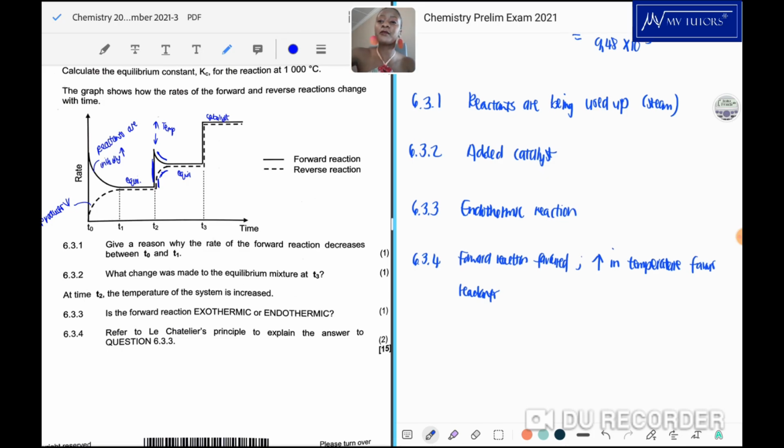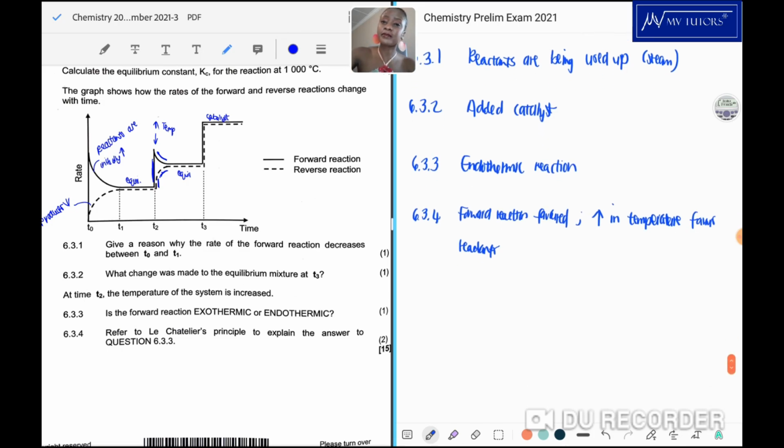So what I mean by the forward reaction favored, it means on the product side. I hope I'm not confusing you guys. Basically, for a new equilibrium to be reached, the products need to be increased while the reactants reduce, and then you can reach a new equilibrium.